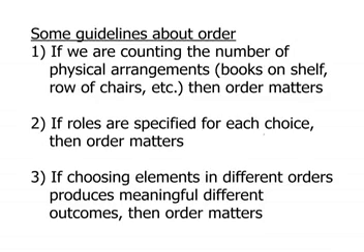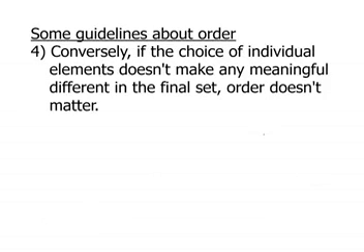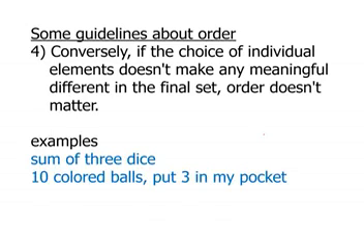And often it's helpful just to think, as you're thinking through a problem, what would a few choices look like? Usually it's not possible to list out every possible choice, but if you list out a few, it gives you a sense of the patterns. Conversely, if the order of choosing individual elements doesn't make any meaningful difference in the final set, then order doesn't matter. So for example, if I roll 3 dice and I'm just finding the sum, well, order doesn't matter. It doesn't matter which dice hit the ground first or anything like that.